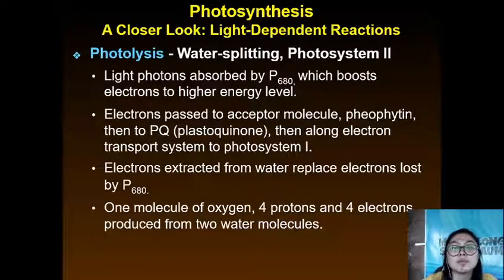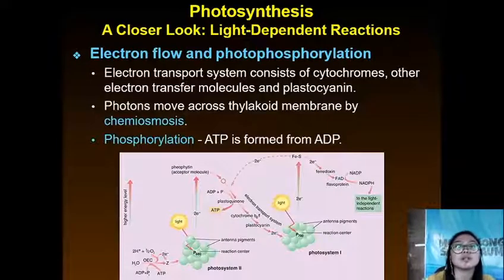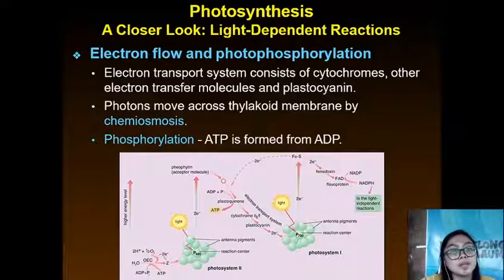Electrons extracted from water replace the electrons lost by P680. One molecule of oxygen, 4 protons, and 4 electrons are produced from 2 water molecules. So, electron flow and photophosphorylation. Electron transport consists of cytochromes, other electron transfer molecules, and plastocyanin.